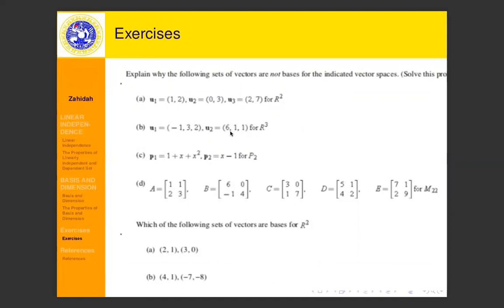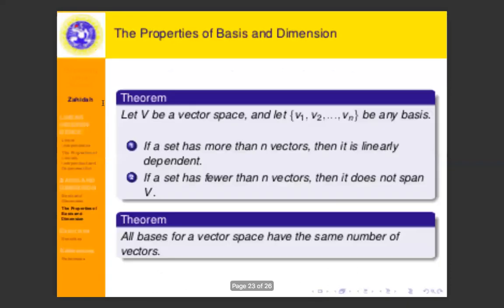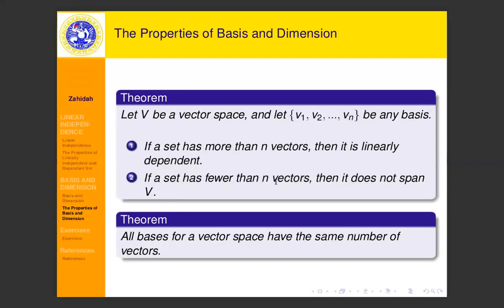Okay, for the second one, we have vector space R3 here, but we only have 2 vectors here. So it means U1, U2, which one doesn't hold for the condition of the basis? Doesn't span or linearly dependent? Doesn't span, okay, that's right. The second property: if a set has fewer than n vectors, then it doesn't span V.